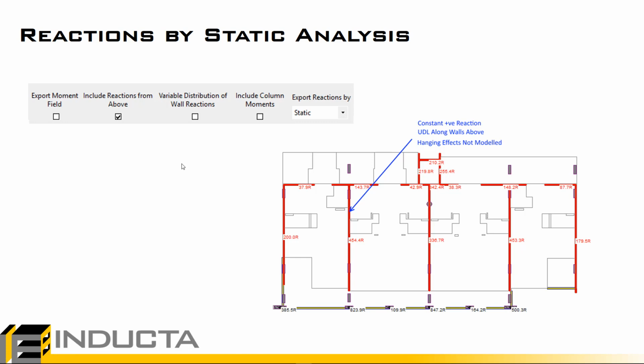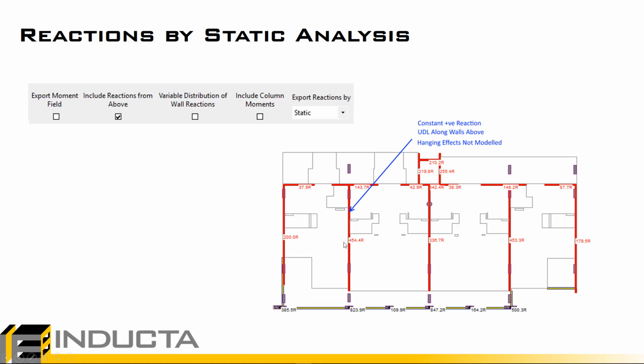Next we go to exporting reactions via static analysis. So static analysis means that the structure's frame is taken into consideration when calculating the distribution of the forces. So in this case we have export reactions via static, and we've switched off variable distribution of reactions, meaning that rather than point loads at 1 meter centers being exported, those reactions are averaged along the length of the wall, and then a single uniformly distributed line load is applied along the length of that wall.